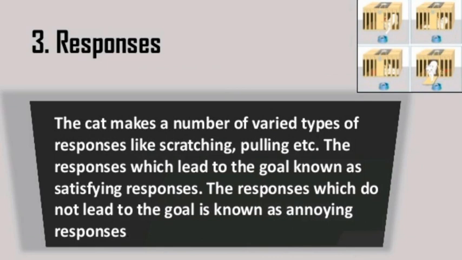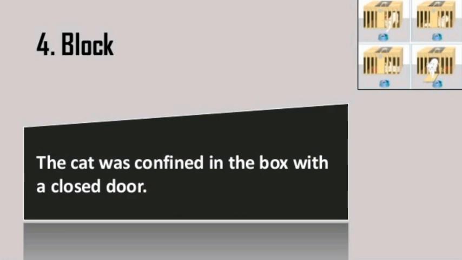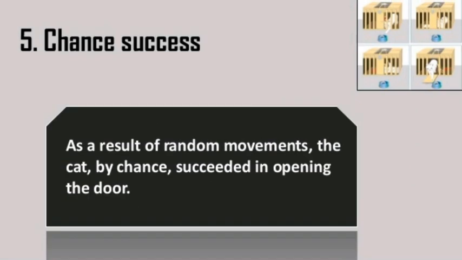And third one, responses. The cat made a number of varied types of responses like scratching, pulling, etc. The response which leads to the goal is known as satisfying response. The responses which do not lead to the goal are known as annoying responses. Fourth is the block. The cat was confined in the box with a closed door. Fifth, chance success. As a result of random movement, the cat by chance succeeded in opening the door.